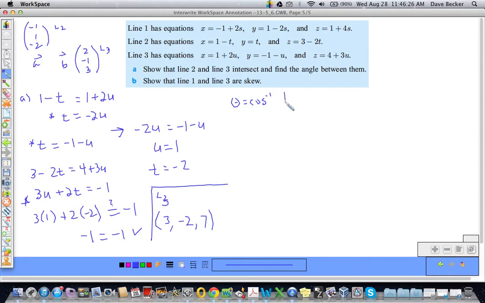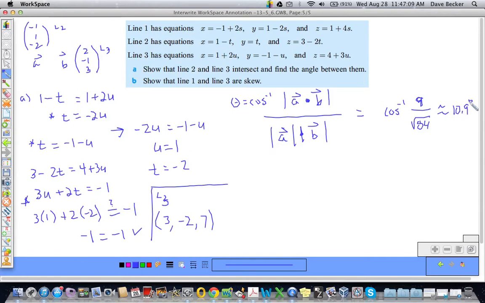And these are lines, so I have to do absolute value. Remember, that's the absolute value of A dot B over magnitude of A times magnitude of B. Okay, and that's going to equal cos inverse of 9 over root 84, which is approximately equal to 10.9 degrees. Okay. All right, so that's part A.